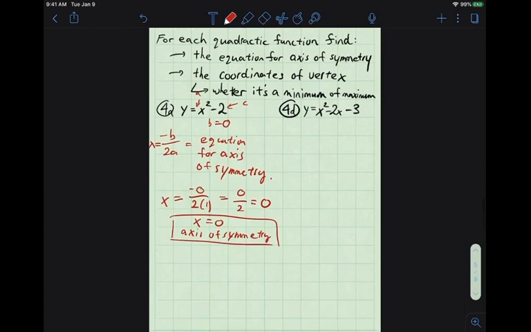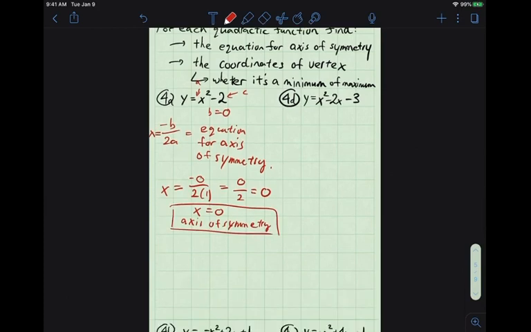The coordinates of our vertex, just like from before, we put in 0 into this equation, y equals 0 squared minus 2, which gives us negative 2. Vertex is at 0, negative 2. Happens to also be its y-intercept. Because we see that the a value is positive, this one is going to open upwards. Sketch. So your vertex is going to be a minimum.